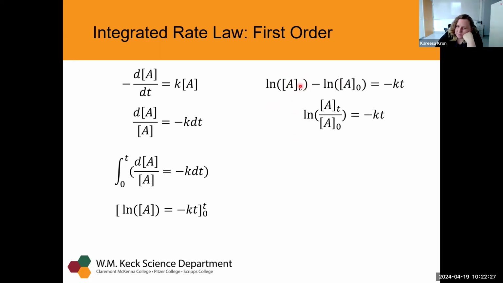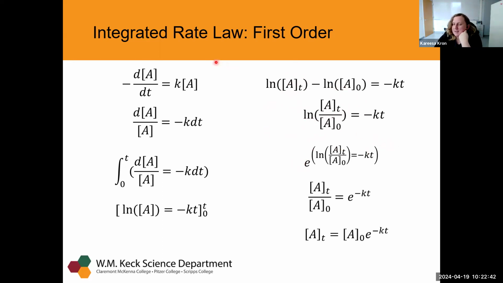So if you have a subtraction of natural logs, then you can do the division of those natural logs. And then to get rid of a natural log so that A_t is by itself, we can take this whole function to the exponential power to get rid of the natural log. And we're left with the concentration of A at some time over the initial concentration is equal to e to the negative kt. And if we want to get the concentration at some time by itself, then we just multiply both sides by the initial concentration and we're left with this expression.